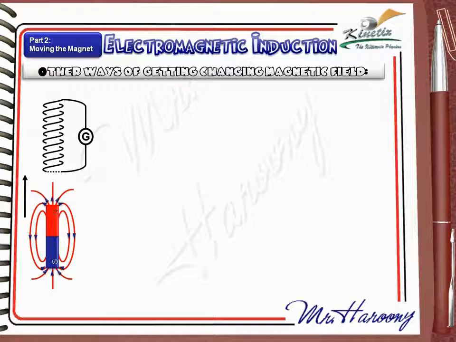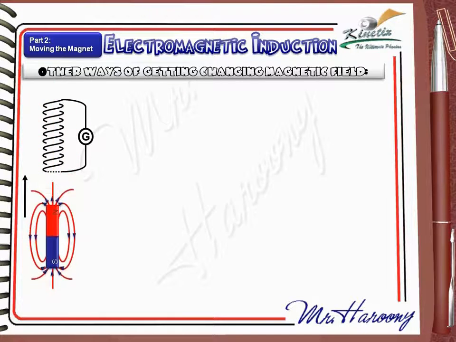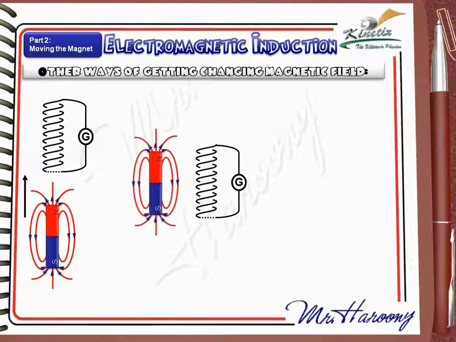The first method is what we have just studied, and it's the original case: moving the magnet into or out of the coil. Another method of getting a variable changing magnetic field is rotating the magnet near the coil. The rotating magnet will cause a changing magnetic field that can create an induced current in the coil.